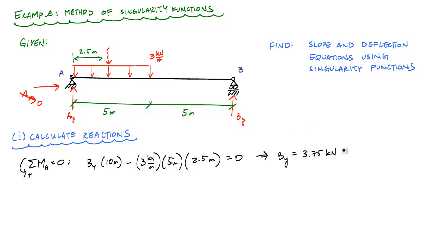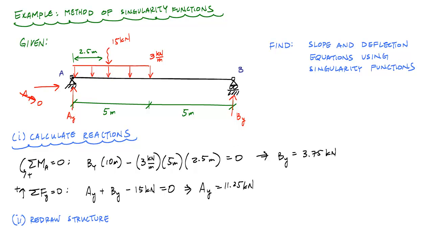Next, I want to find the reaction at A, and so the vertical reaction at A, I could either take moments about B or sum of the forces in the vertical. So probably most of you will choose to take the sum of the forces in the vertical equal to 0, positive upwards, minus this resultant, which is 3 times 5, 15 kilonewtons. So I'll get that AY is equal to 11.25 kilonewtons.